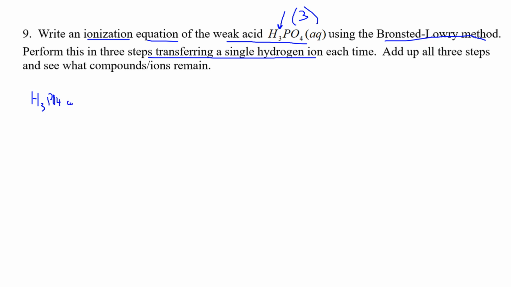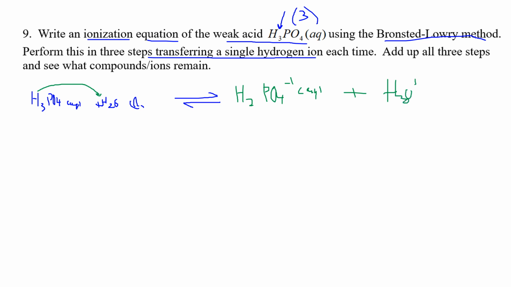H3PO4. And we're going to combine that with water because it's the Bronsted-Lowry method. And it said it's a weak acid, so we'll use double arrow. So first step should be no issues, I would hope. We're going to take a hydrogen from our acid and move it over to the water. So we're left with H2PO4 -1, aqueous. And we're also making hydronium that is +1.